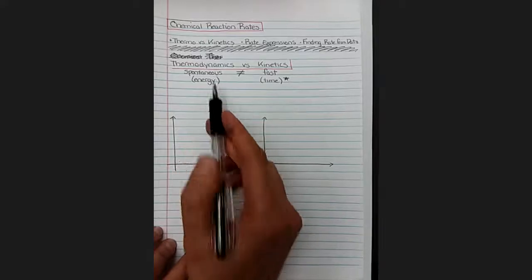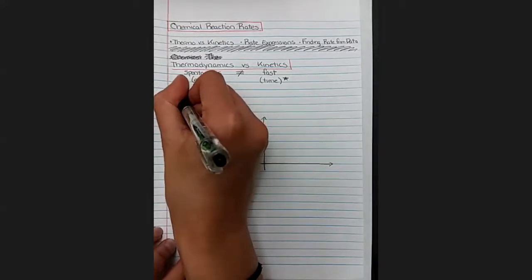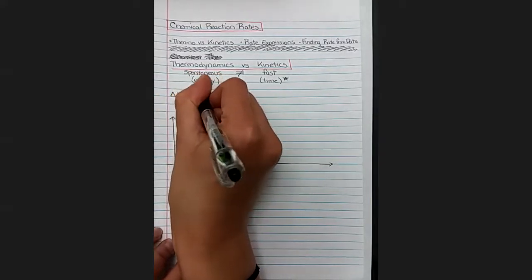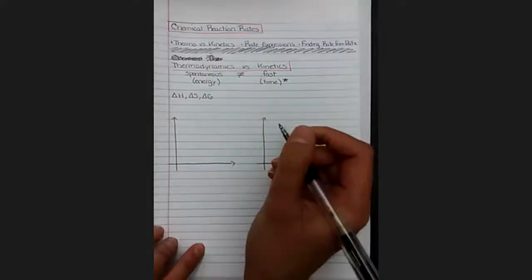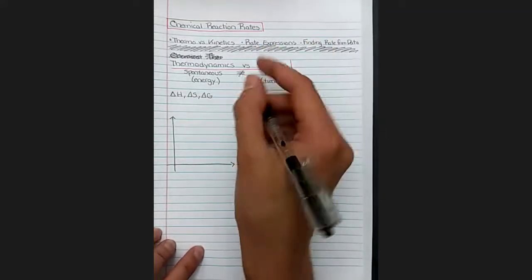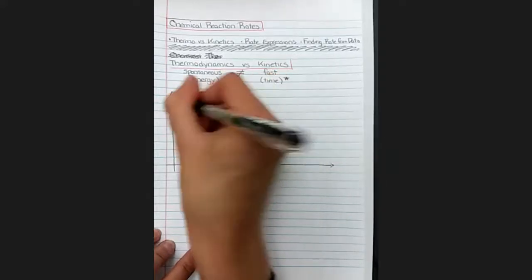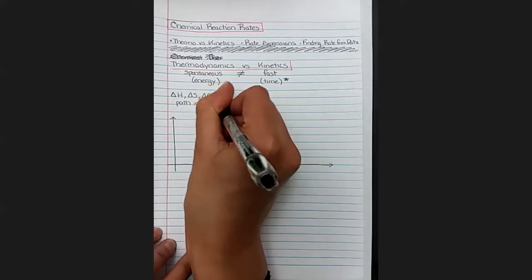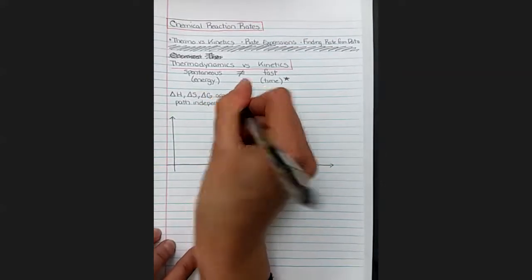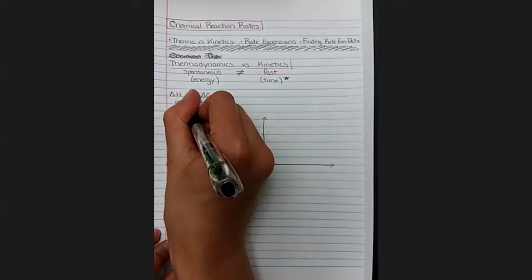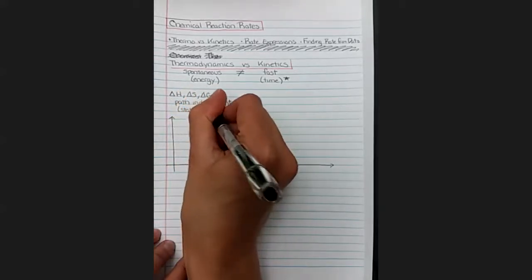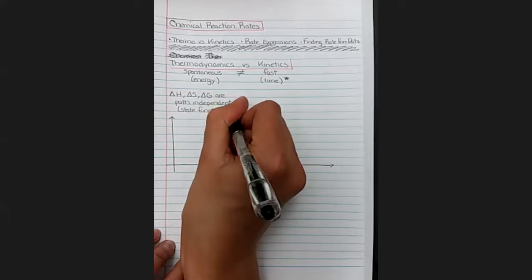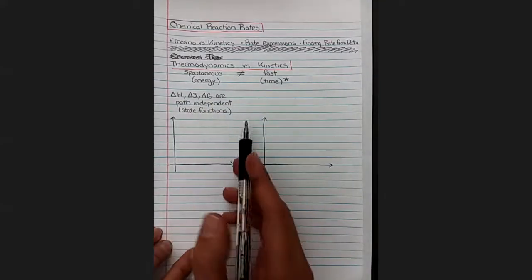And just to make it super clear, here's a picture now that we know a little bit more about thermodynamics. Remember in the thermo chapter, we introduced a series of new variables: enthalpy, entropy, and Gibbs free energy. And we said these were path independent, or it doesn't matter how you got there, just where you were going. The word we used for that was state function.